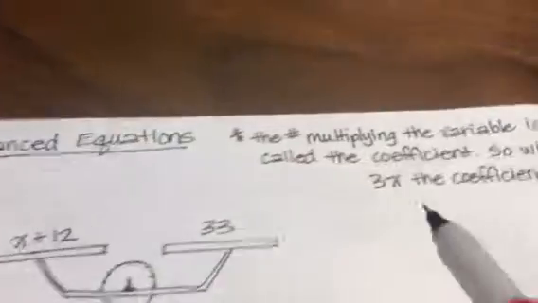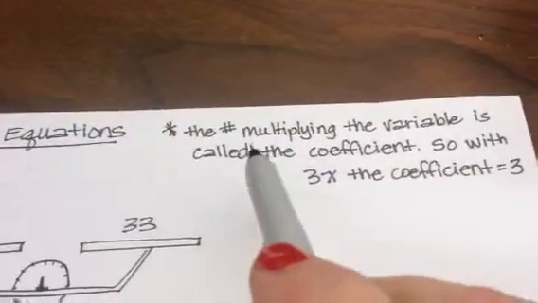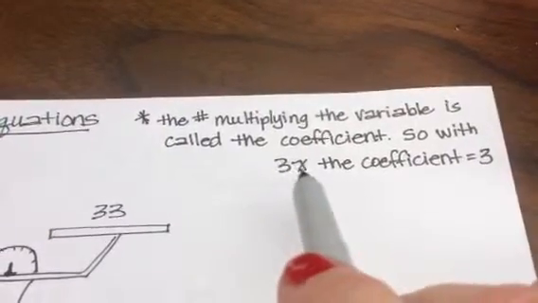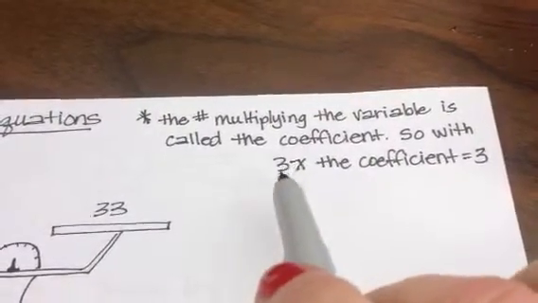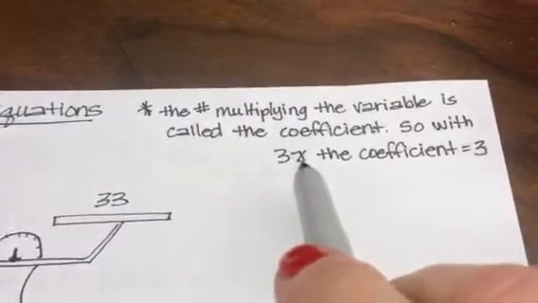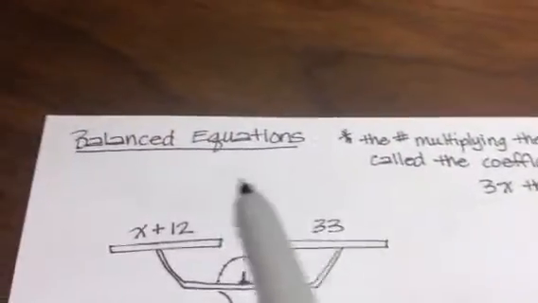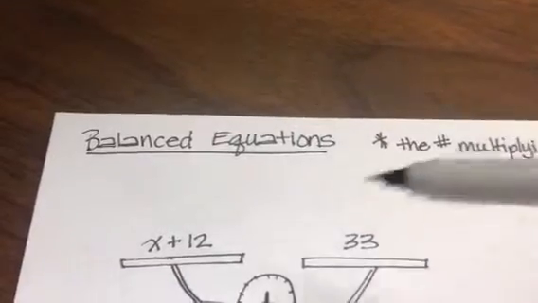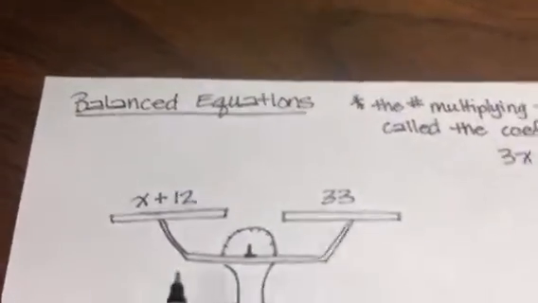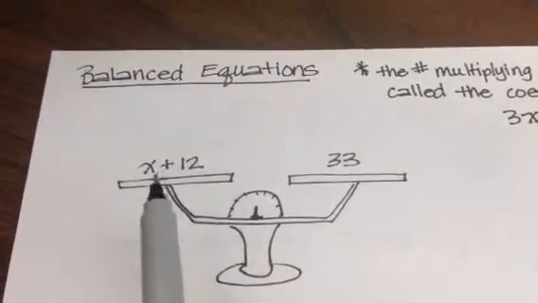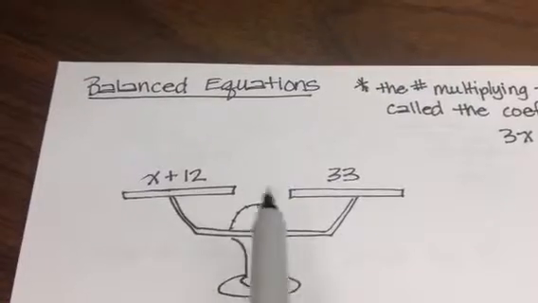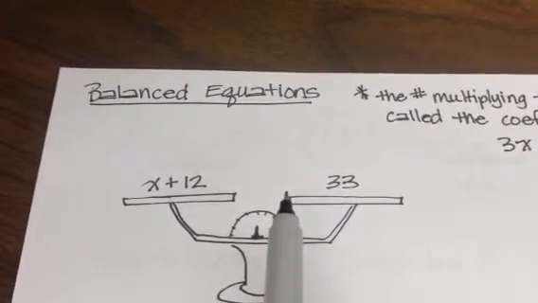So, first of all, I want you to understand that the number multiplying the variable is called the coefficient. So with 3x, the coefficient is 3 because x is the variable. Okay? Coefficient, variable. Now, I also want you to remember that in algebra, we like to use balanced equations. This lovely picture of a balance shows x plus 12 equals 33. That's balanced because I'm telling you they're equal, okay?